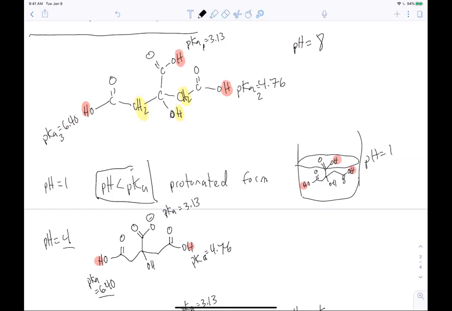And then there are all the in-between cases. But you're just going through and comparing these case by case and saying, is it protonated or deprotonated, based on the comparison of pKa and pH? pH less than the pKa is protonated. pH greater than the pKa is deprotonated.